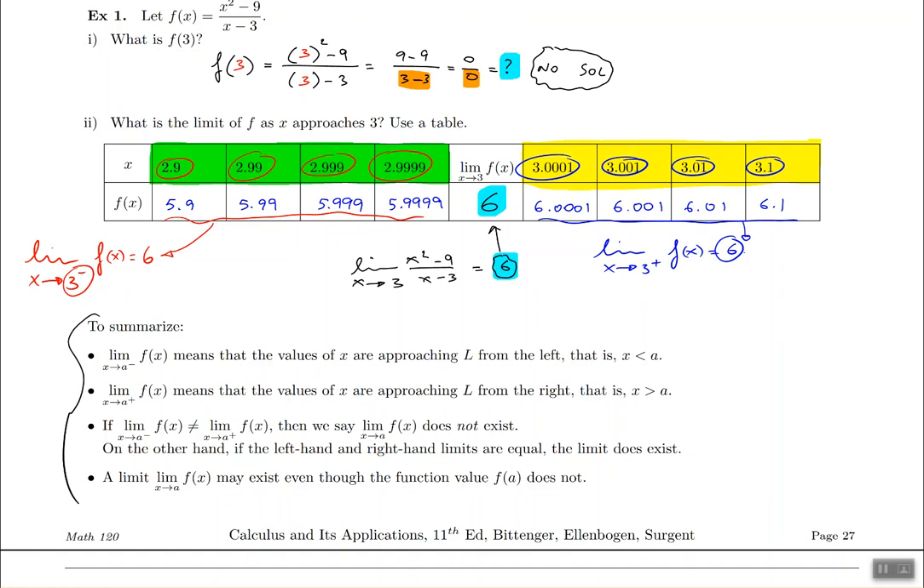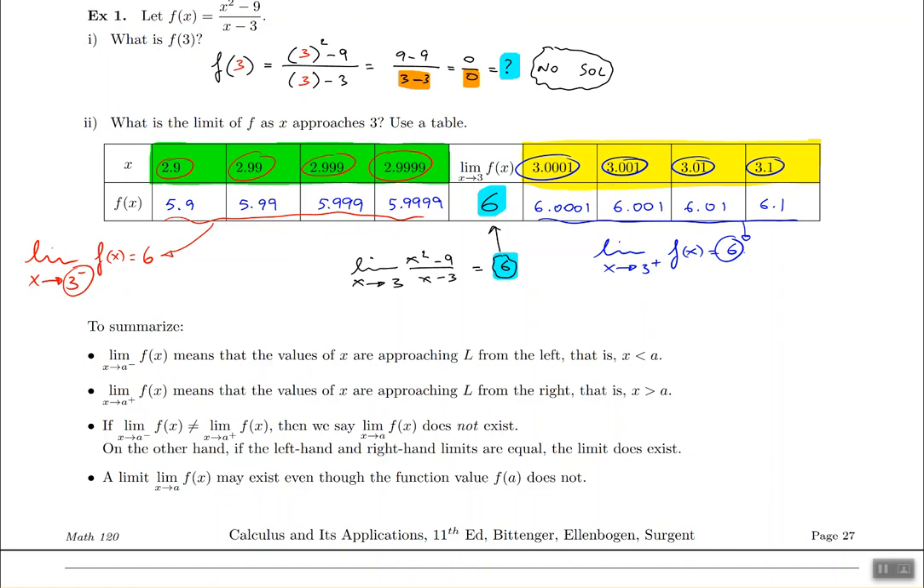All this is explained in a little more detail down here in this little paragraph. To summarize, saying limit as x approaches a minus means that the values of x you're choosing are coming from the left. They are slightly smaller than the number you have, the number 3 in this case. Saying limit as x approaches a plus means that the numbers you're choosing are slightly more than a. In this case a was 3, so we chose 3.01, 3.001, and so on.